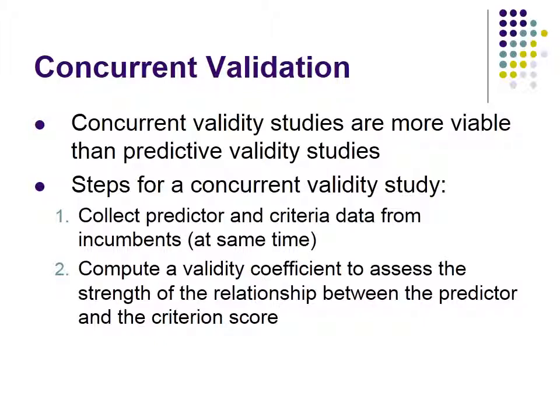Then you look again to see whether there is a relationship between how these people scored on your predictor test and how they're actually performing. If you find a strong relationship, again, you have an argument for validity. You compute the validity coefficient to assess the strength of the relationship between the predictor and the performance, or criterion, score. The limitation here is that your sample is no longer necessarily motivated to do well on a selection test. When you give selection tests to applicants, you know you're going to get their full attention and they're going to try to do their best.